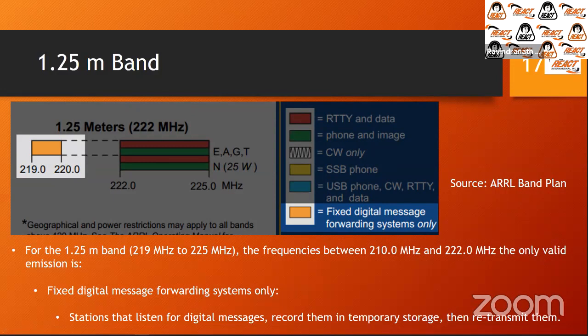And what is that? Well, those are stations that listen for a digital message, record them in a temporary storage, and then retransmit them. All right. So packet radio, for instance, if you're familiar with packet radio or APRS, those are examples of that. But you just need to know that for the exam, fixed digital message forwarding systems only is permitted in this part of the 1.25 meter band, meaning 219 to 220, you're only allowed that.